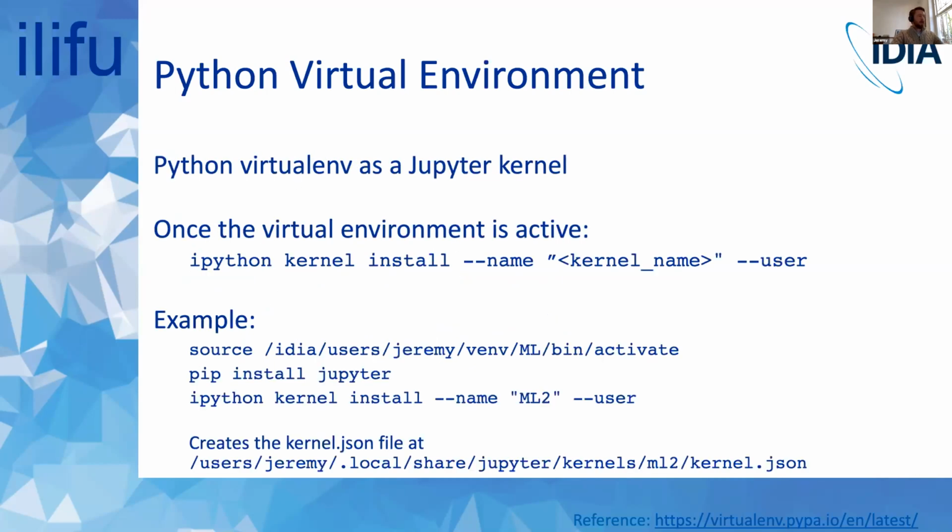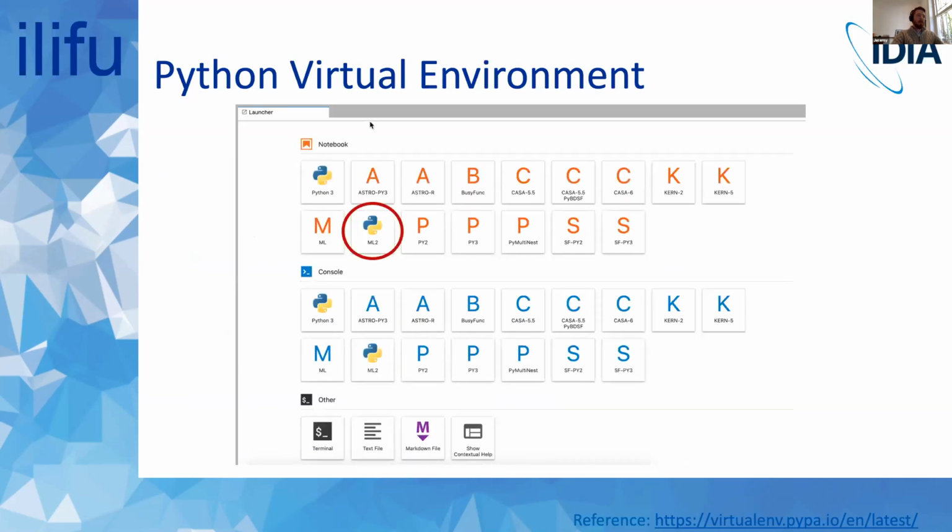Just a last point is that you can also use the Python virtual environment as a kernel in the JupyterHub environment. So you would source or activate your Python environment. If you have Jupyter installed, pip install jupyter, you could then run ipython kernel install --name, and you can give it a specific name. This will place a kernel.json file, correctly customized, at the correct directory structure. And then you'll have your kernel available in the JupyterHub lab. So that is what I wanted to cover about Python virtual environments.